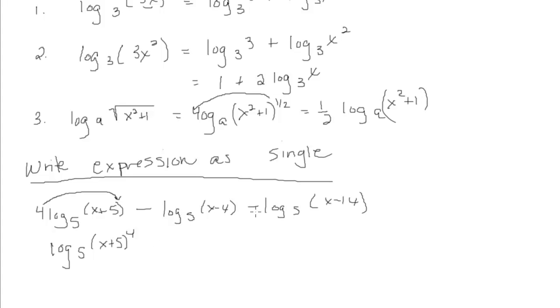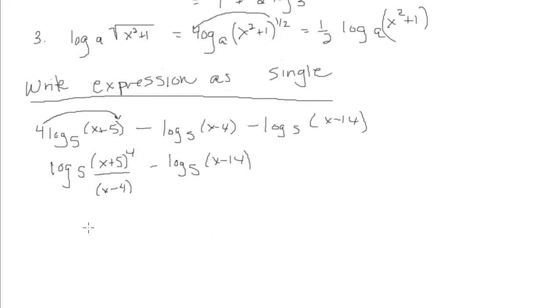And now these two logarithms are being subtracted from this one. So I will divide. So this will be divided by x minus 4. And then we still have minus log base 5 of x minus 14. So finally, I'll have log base 5 of x plus 5 to the 4th all over x minus 4 times x minus 14.